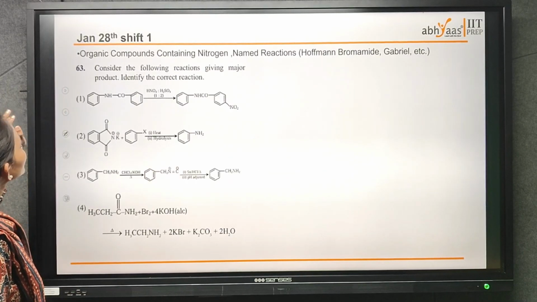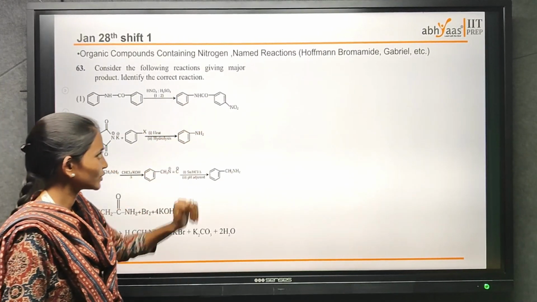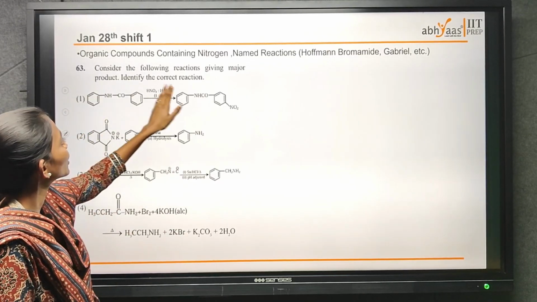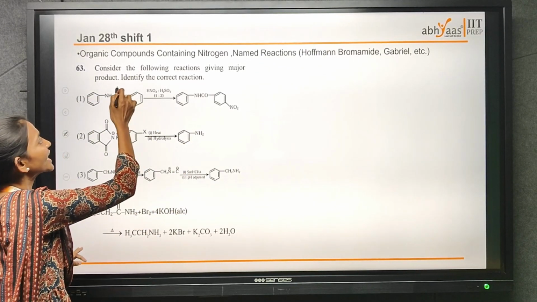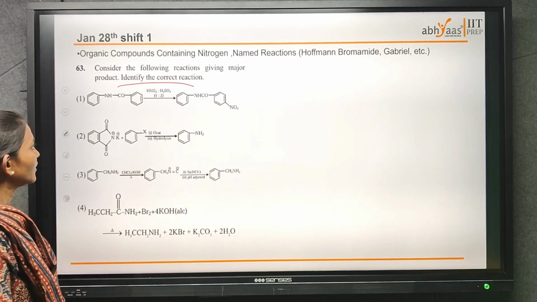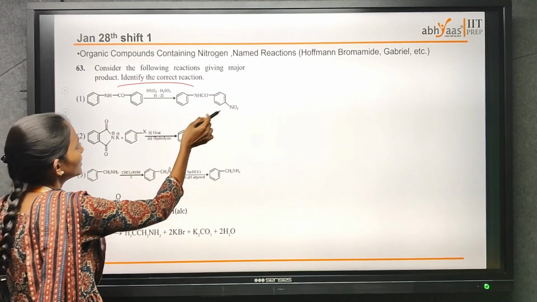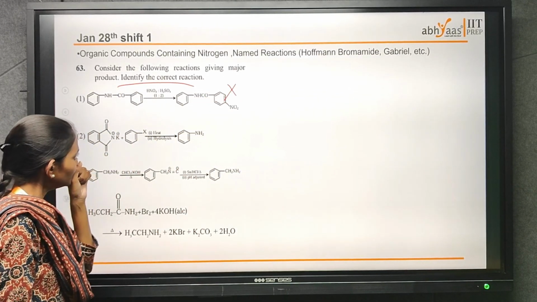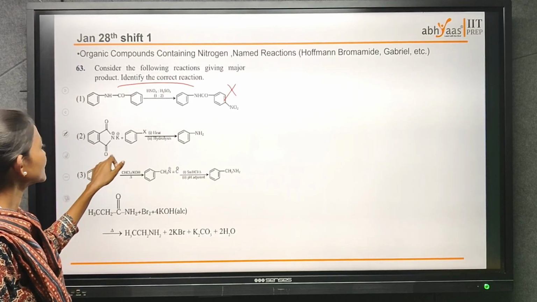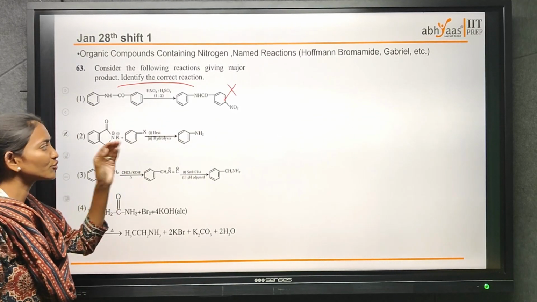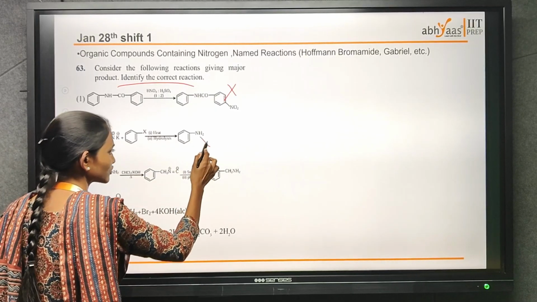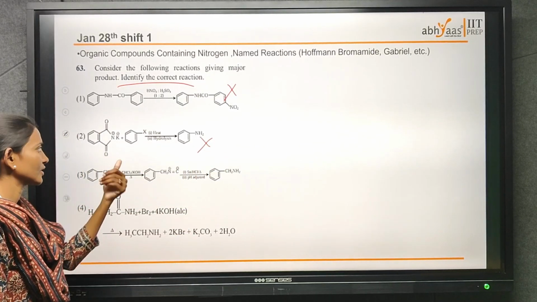Moving on to the next question, organic compounds containing nitrogen. Here, consider the following reactions giving the major product. They have already given the major product, but they are asking for the correct reaction. If you see here HNO3, it is not a reaction. If you see, this is an aromatic halide. An aromatic halide is not going to participate in the reaction. Hence no reaction is happening here.